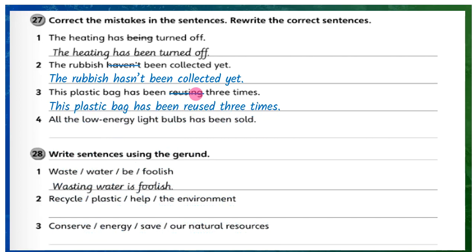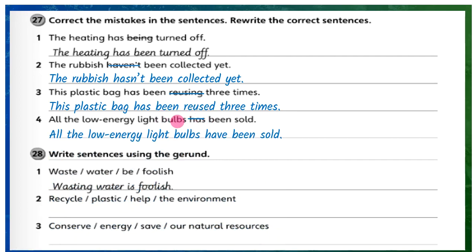All the low energy light bulbs has been sold. What is wrong here? Light bulbs. It's plural. It's not one light bulb. So I don't put has with the light bulbs. I use have here. So all the low energy light bulbs have been sold.